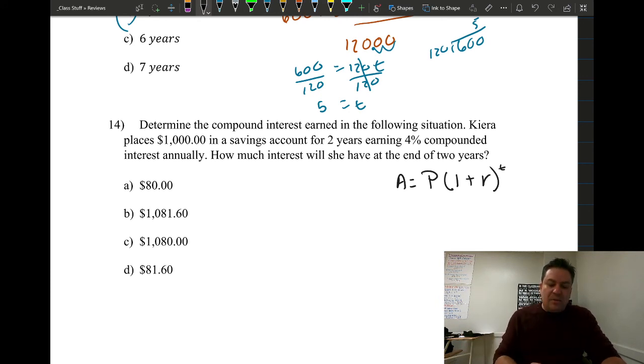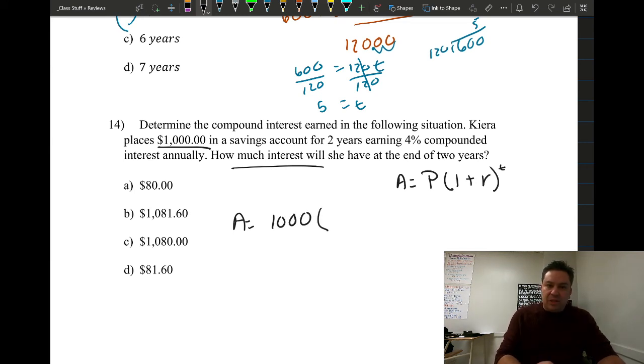It says determine the compound interest in the following situation. Kiera places $1,000 in a savings account for 2 years, earning 4% compounded interest annually. How much interest will she have at the end of the 2 years? So all we gotta do is substitute the values in just like we did on the other one. So for A, it's gonna be the amount. Compound interest is gonna be that, and that's what we're looking for. P is my principal. In this case, it's gonna be $1,000.